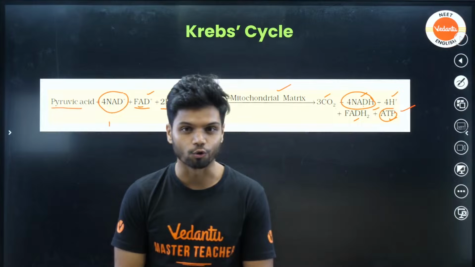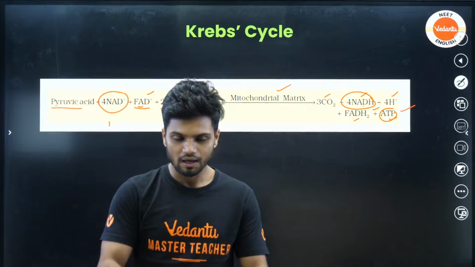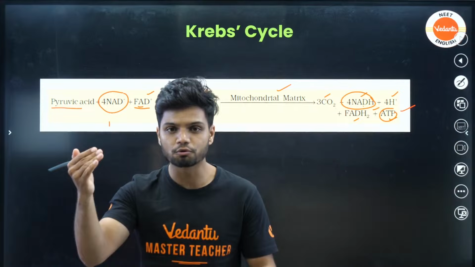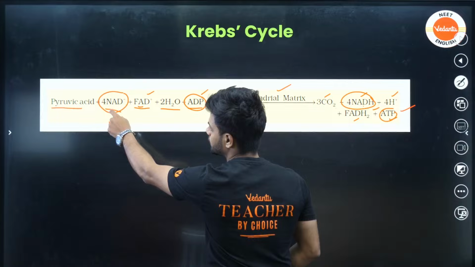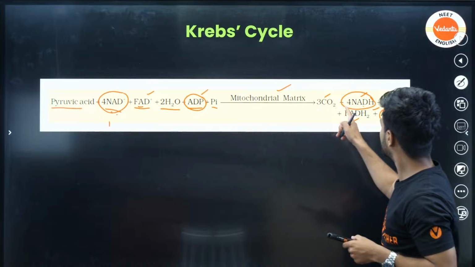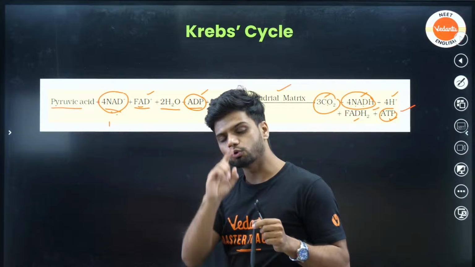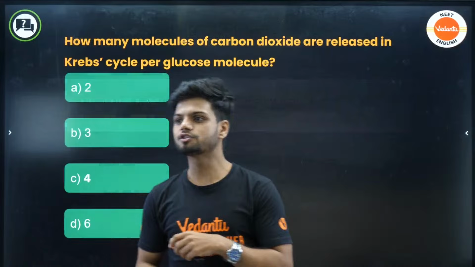Because we know the link reaction is also an oxidative decarboxylation. In your link reaction, one NADH is produced and CO2 is also released. That is why 3 NADH are from your Krebs cycle and 1 is from your link reaction. Here 3 CO2: 1 CO2 is from the link reaction, 2 CO2 are from your Krebs cycle.